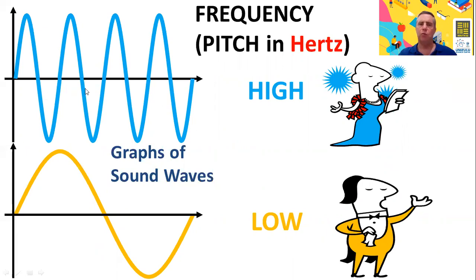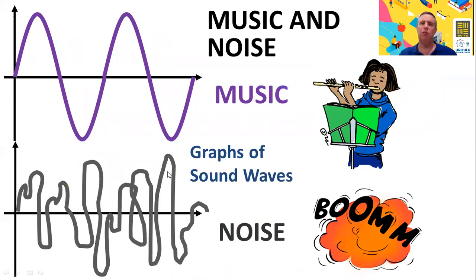So a wave that's all squashed up like this blue one represents a high note like a lady might sing, and a wave that's all spread out like this yellow one represents a low note like a man might sing. So the width of the wave has to do with pitch or frequency. Finally, we just note that when you listen to music, the sound wave for music is a smooth sine wave, and it's a wave which is repeatable and is recognizable, whereas noise, the wave is all messed up and you can't see a clear pattern.